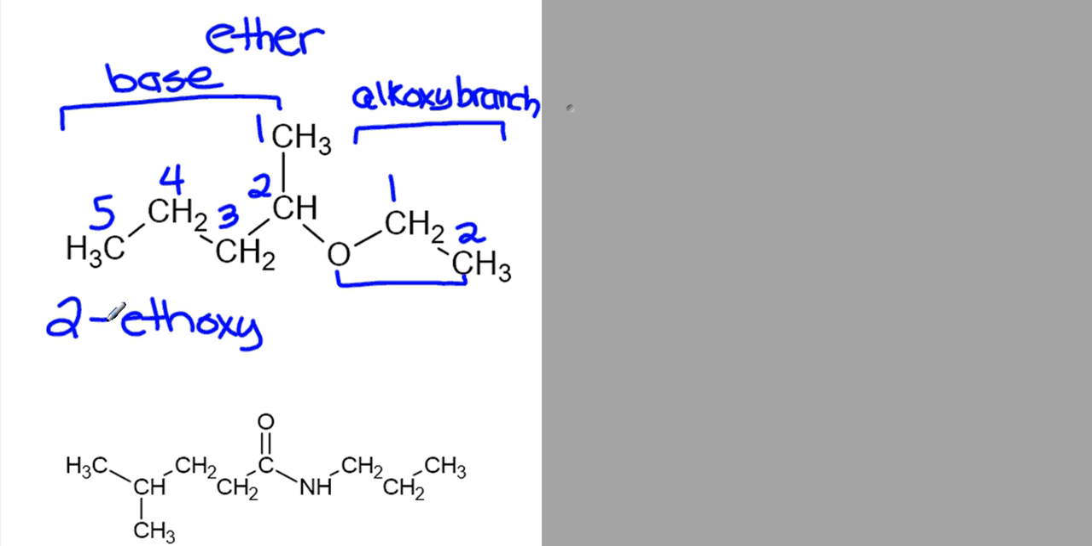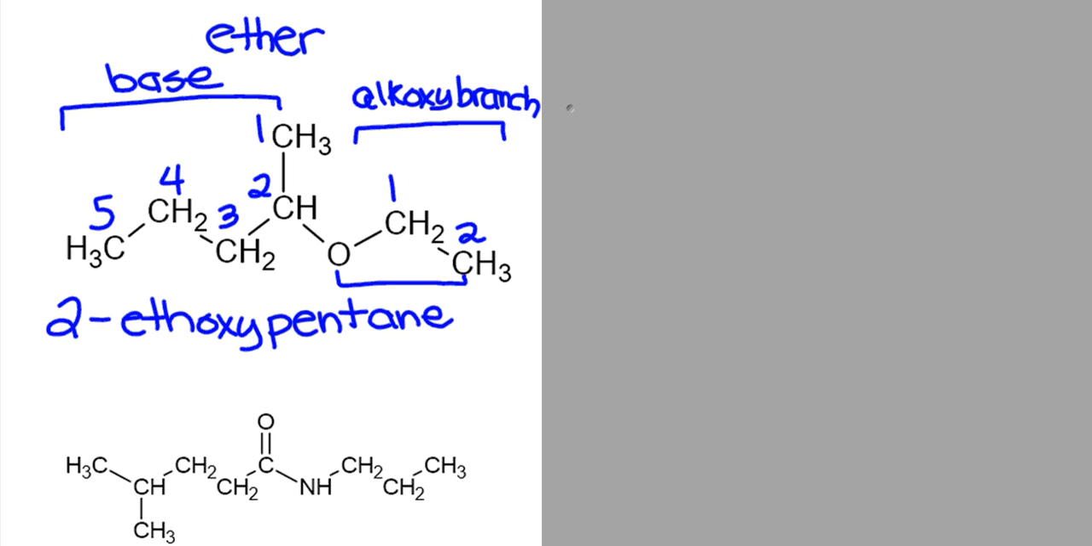Once you've done that, the rest of the chain is just like naming the alkane. No spaces here. Pent for 5 carbons. AN for single bonds. And then it just ends in E, ANE. So 2-ethoxypentane.